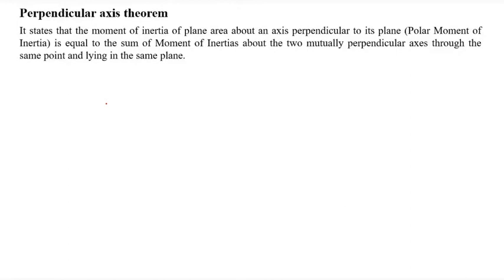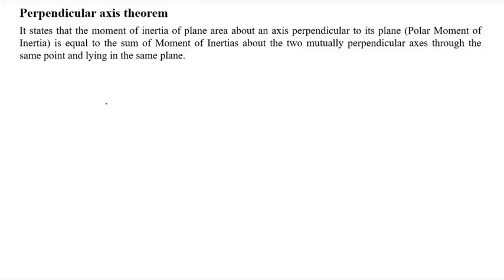So, the perpendicular axis theorem. According to this theorem, the moment of inertia of an area about an axis perpendicular to the plane of the area is equal to the sum of the moments of inertia about two mutually perpendicular directions in the same plane. This definition is applicable for polar moment of inertia, because we did the calculation of Izz in one or two previous slides, in the last slides we discussed. So Izz is nothing but the moment of inertia about an axis perpendicular to the plane.